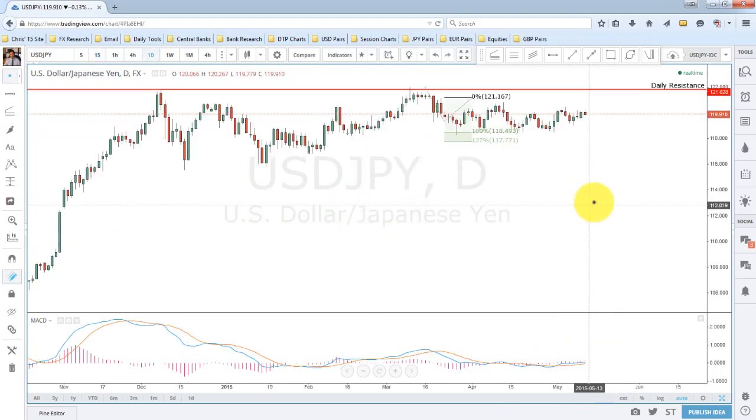Now in this example, you can see this level of daily resistance. This is the daily chart. Here's where the market made a high. We came back up and we retested this high right here.